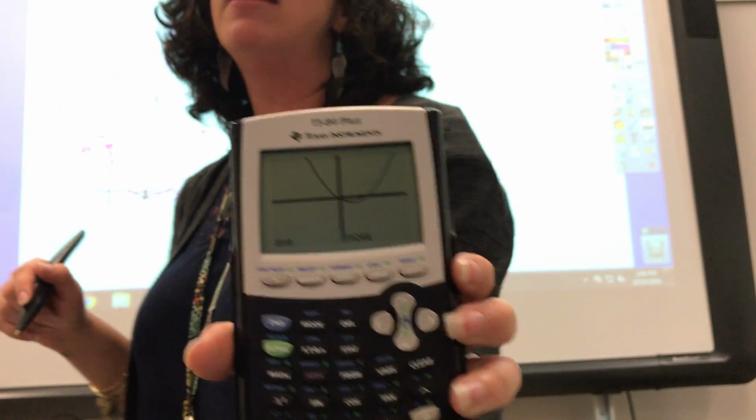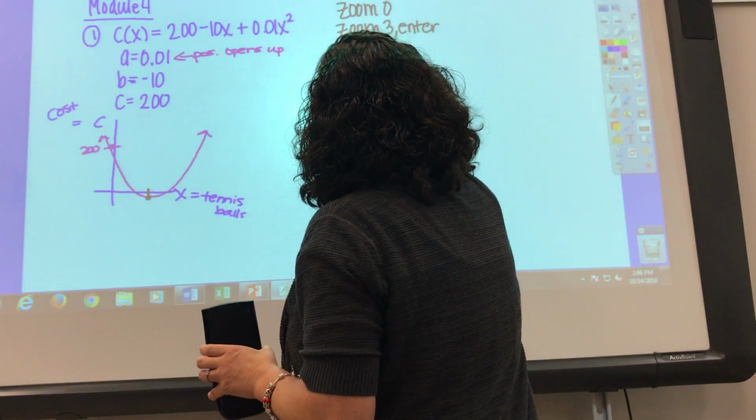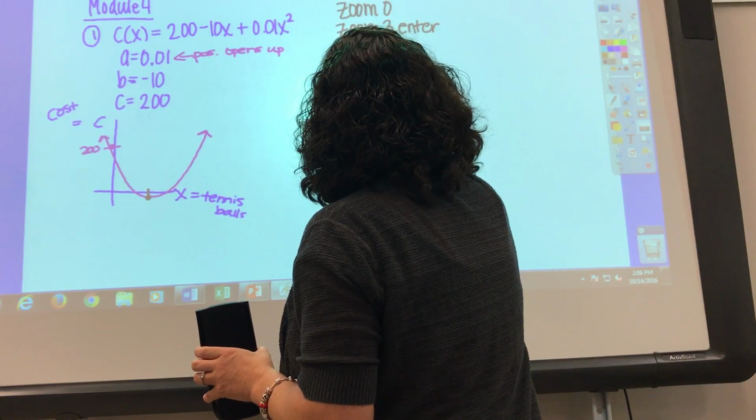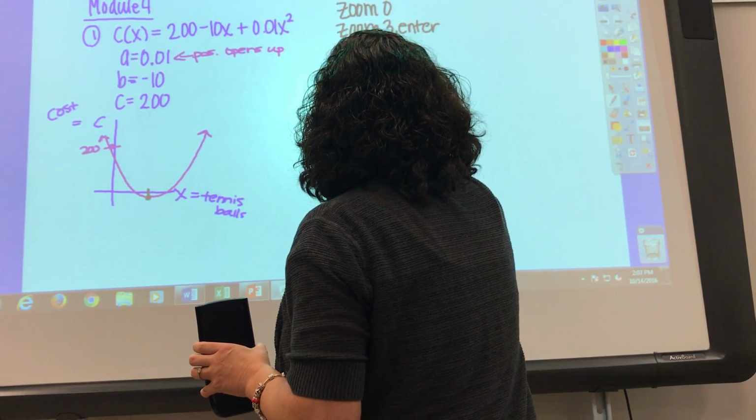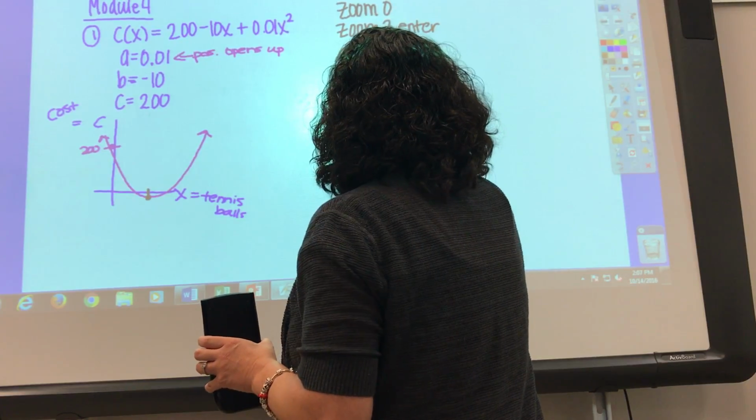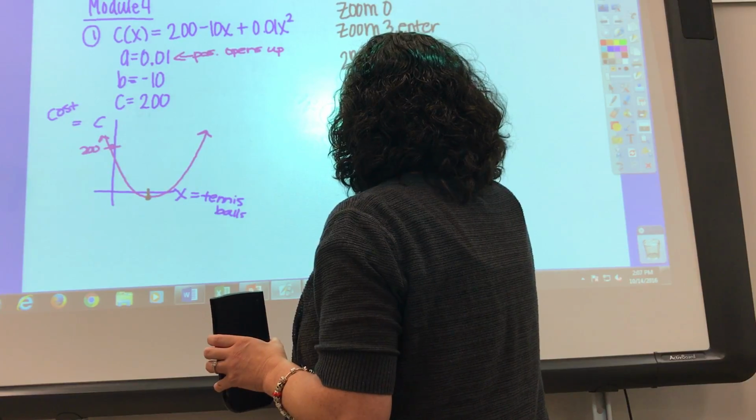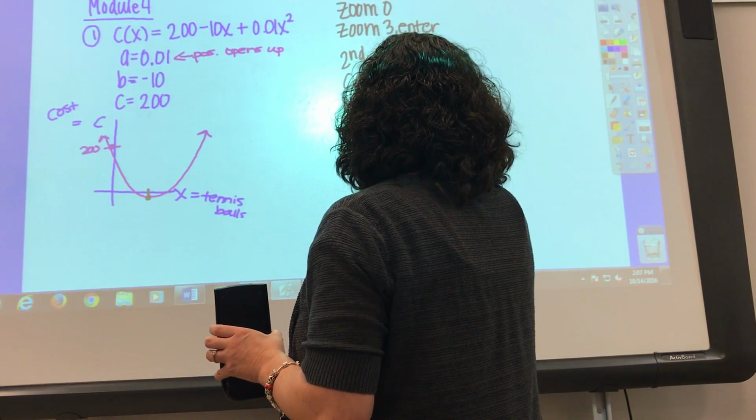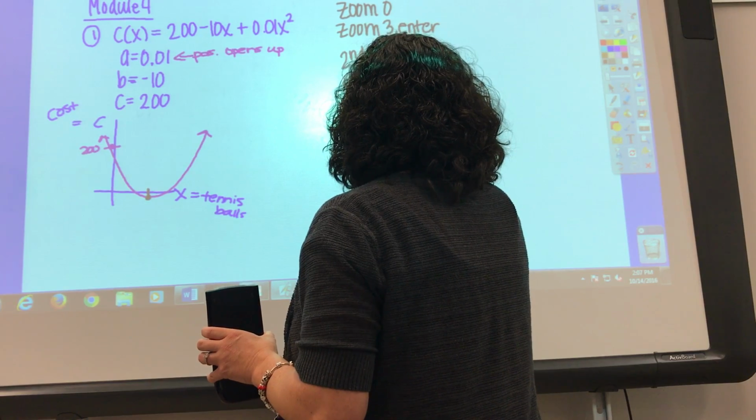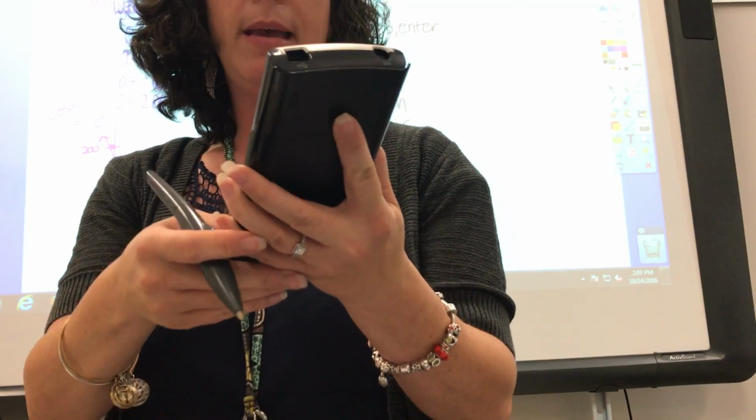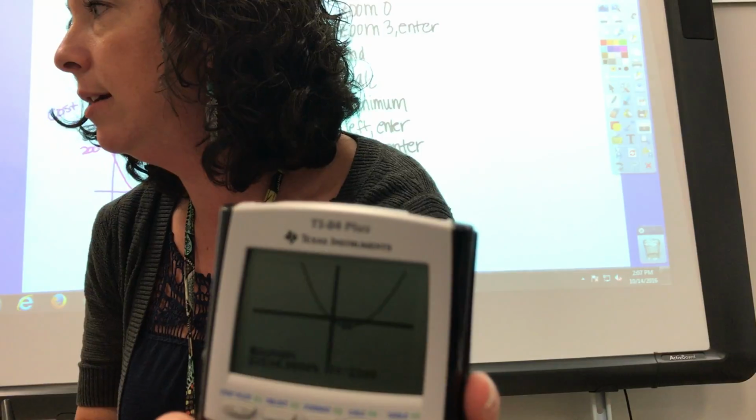So I've got this. I've got to find the minimum. So how do we find the minimum? Second Calc. Minimum. What number is that one? Is that 3? And then I go to the left, hit enter. I go to the right, hit enter. And what do I do for a guess? I hit enter. So second Calc, 3 for minimum. Go to the left, enter. Go to the right, enter. Hit enter through guess. And I got 500.